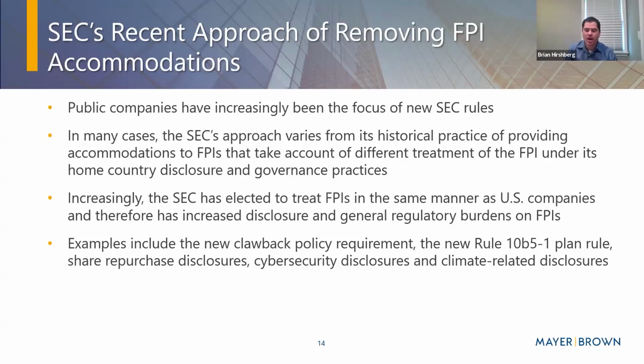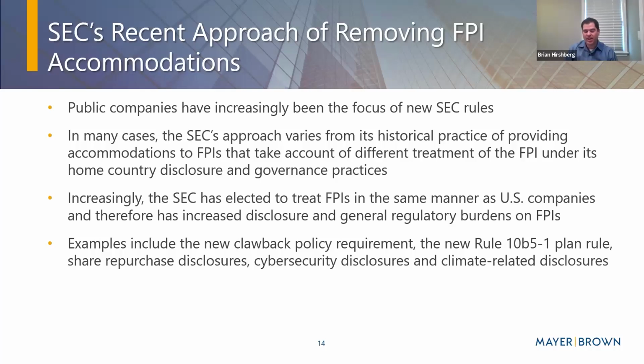NASDAQ, with the SEC's blessing, has required there to be a certain number of diverse directors on boards. FPIs have a way of satisfying these board requirements in different ways, but they are now subject to diversity requirements. And there are annual disclosures related to that. There are glossy annual report filings that FPIs are not exempt from.